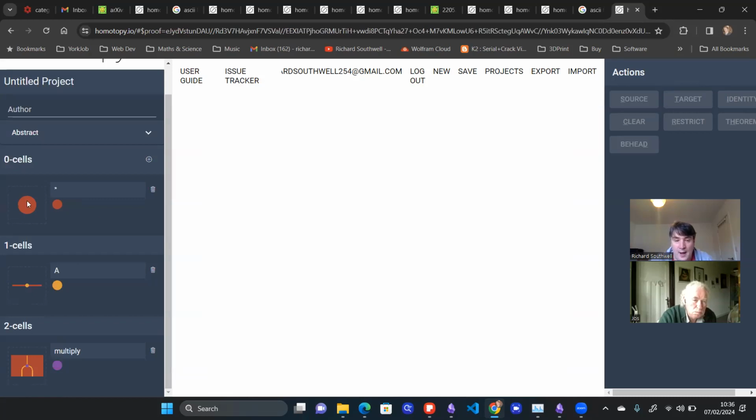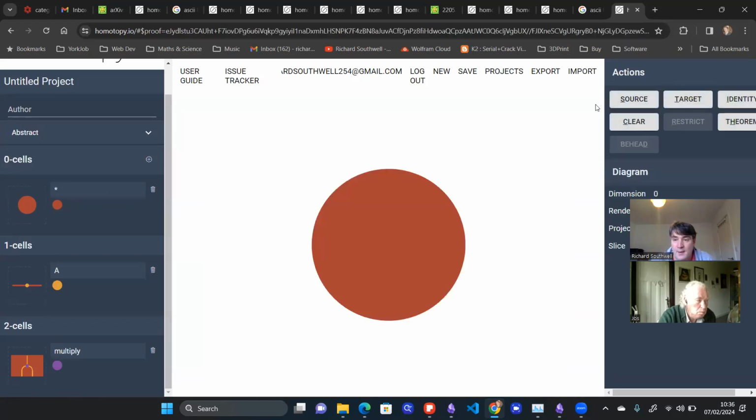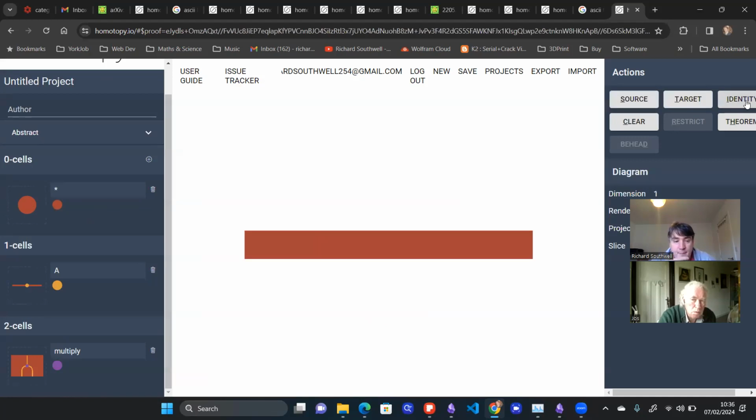So if we click on star, and then click identity, now we have this one cell. It's called star. In a sense, this is the absence of A's. We have our background star, but we have no A's. And we could say that this is a nice kind of zero. Right, exactly. It's like a zero or a sort of origin.